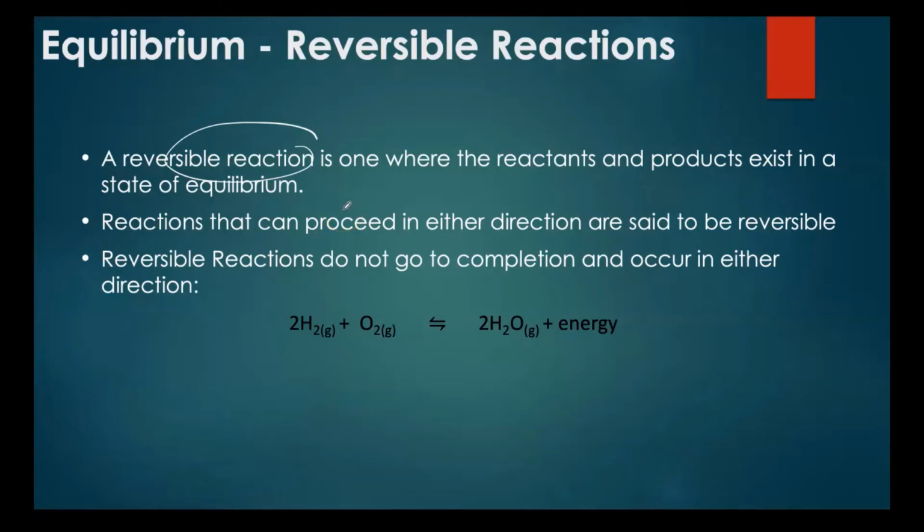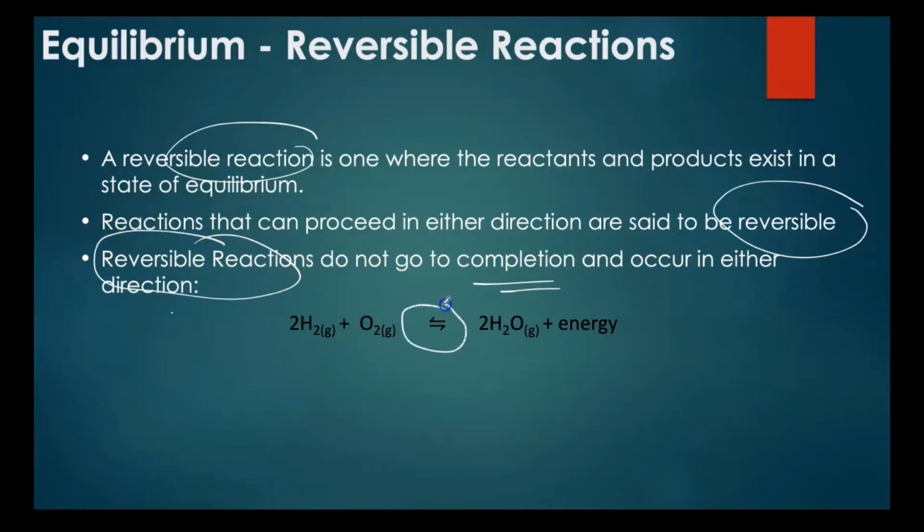In a reversible reaction, at some point it will reach a state of equilibrium, when the speed of the forward reaction and the reverse reaction are equal. Reactions that can proceed in either direction are said to be reversible, so we can say that all equilibriums are reversible. Reversible reactions do not go to completion and occur in either direction, and we represent them with this double arrow.